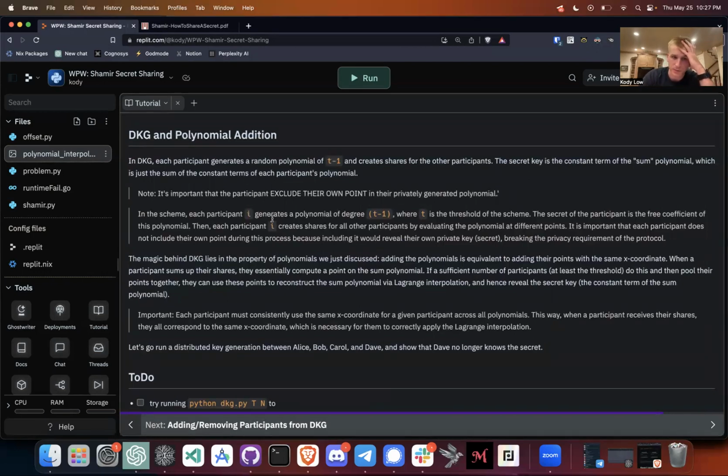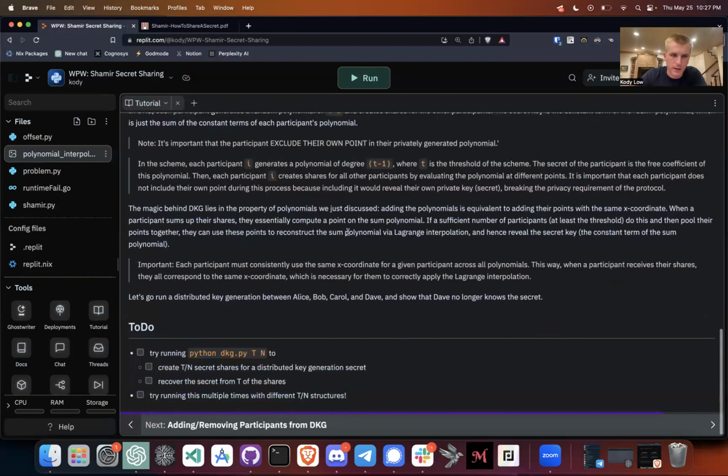In the scheme, each participant i generates a polynomial of degree t minus 1, where t is the threshold of the scheme. The secret of the participant is the free coefficient of this polynomial. And so they each have their own secret and their own polynomial. They take the points, they distribute them to everybody else. They add the points together. You get a new polynomial, right? That you can only reconstruct if people come together. But during this process, until you reconstruct the combined polynomial, nobody knows what it is, right?